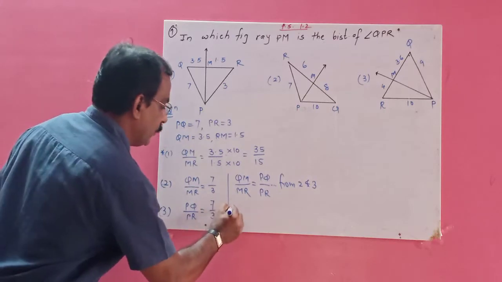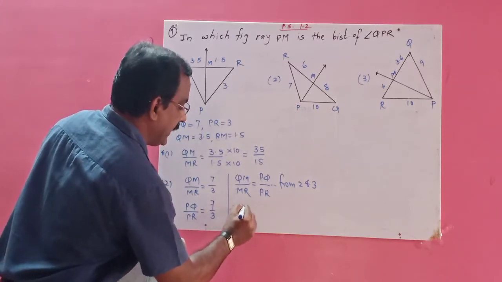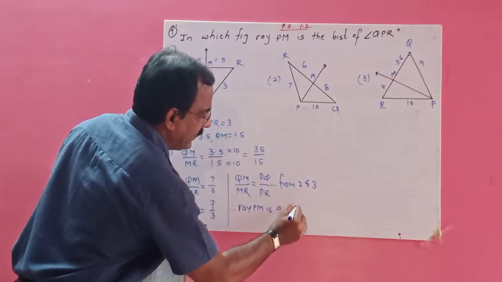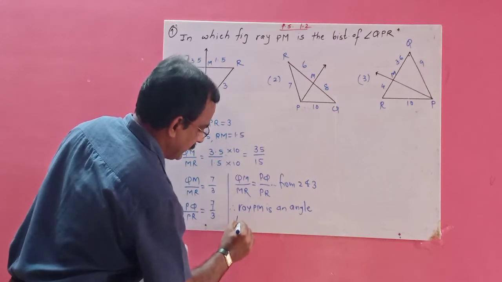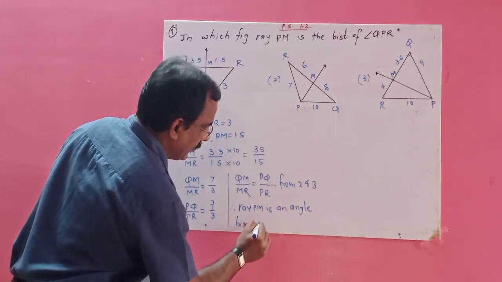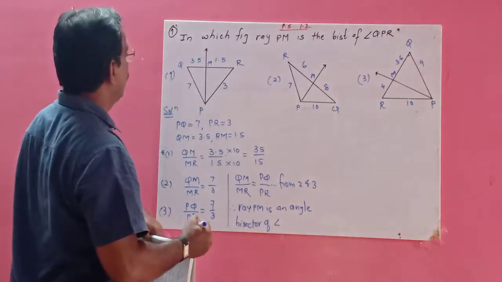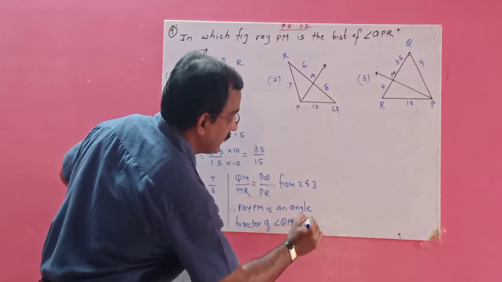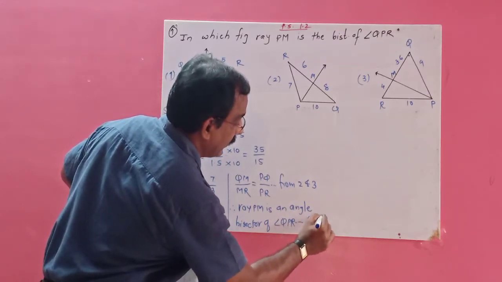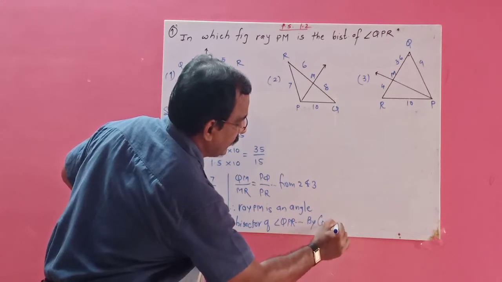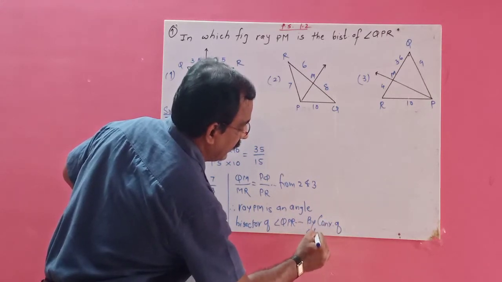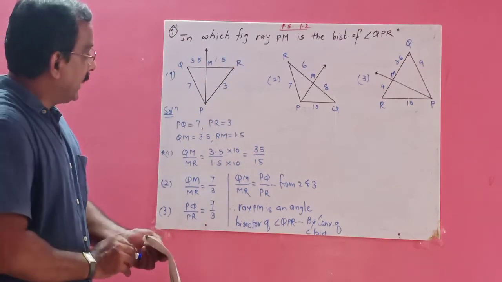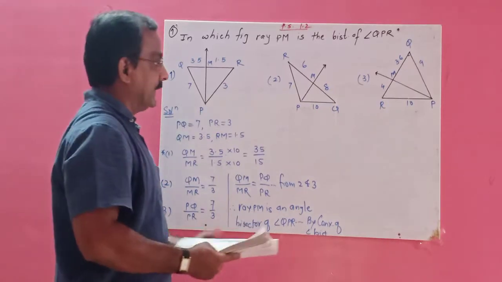So here you will write: therefore ray PM is an angle bisector of angle QPR. What is the reason? By converse of angle bisector theorem. Okay, so this way you will write your first sum.